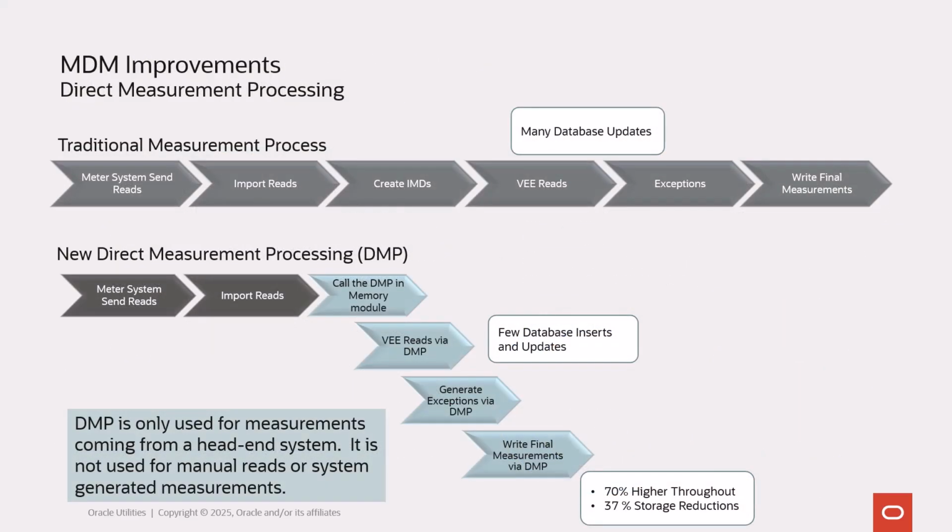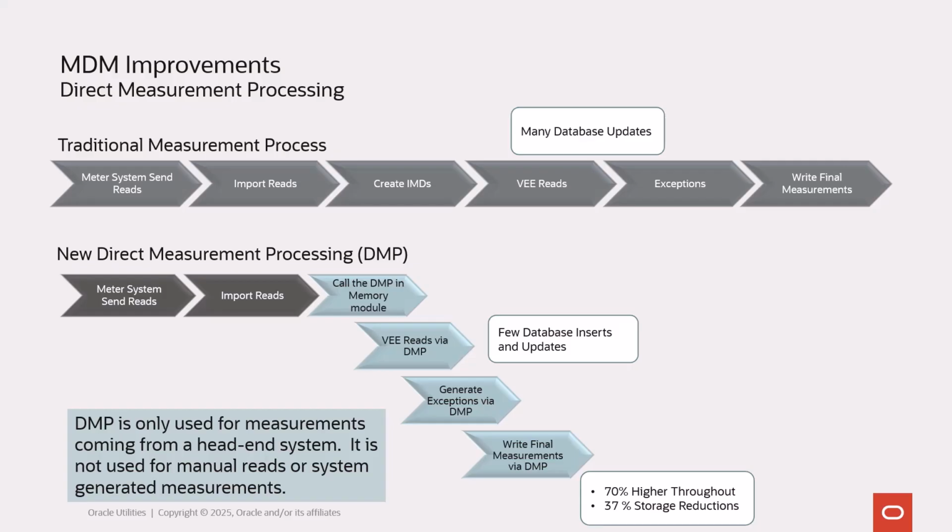Direct measurement processing functionally does the same thing as the D1-IMD batch control, but it's much faster. This is because there are fewer database inserts and updates, resulting in about 70% higher throughput. And since we are not creating IMDs for measurements that pass VEE, the overall database is reduced by about 37%. For many customers, this will be terabytes of storage savings.